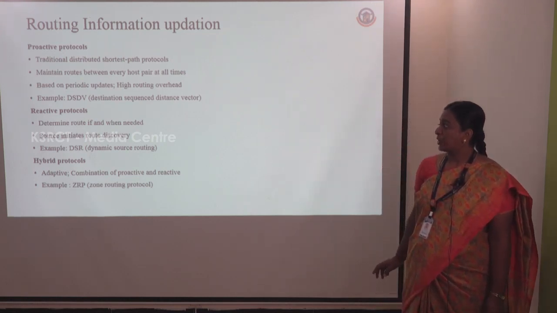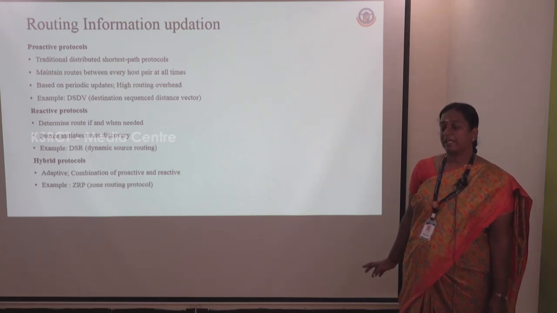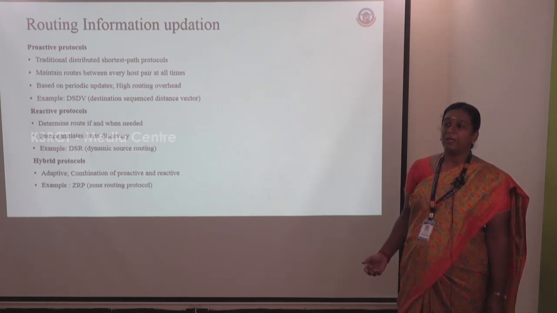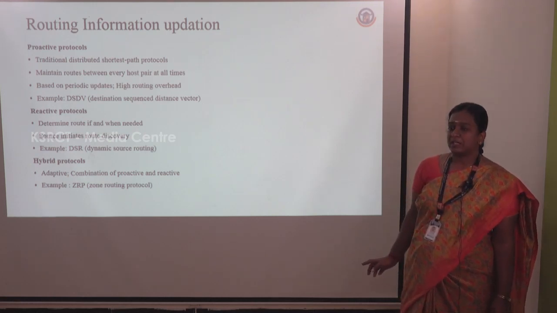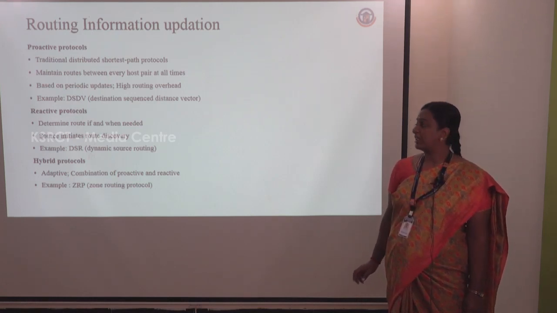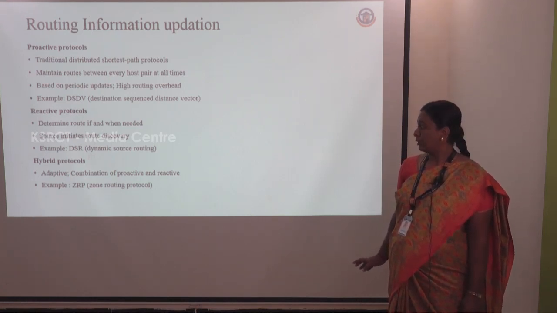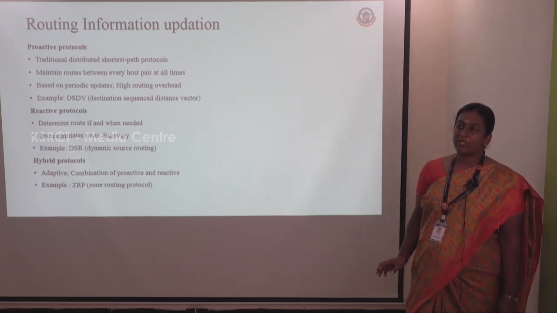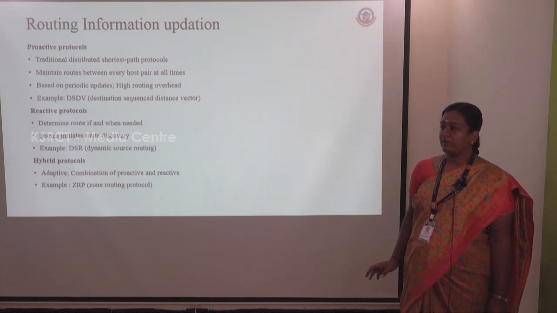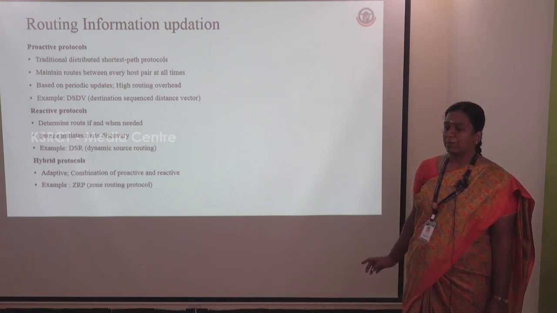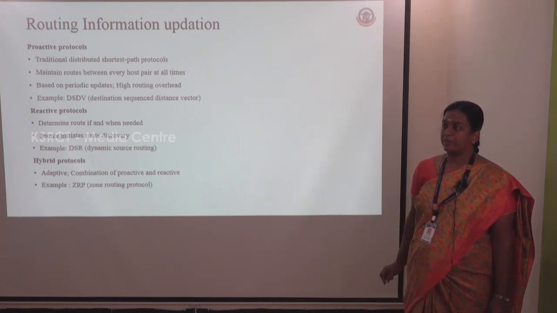Next is the reactive protocol. It determines the route if and when needed. On demand, the route table will exist. The information about a particular source, destinations and intermediate nodes is taken into account. A source-initiated route discovery technique is followed here. An example of a reactive protocol is DSR, dynamic source routing. Next is the hybrid protocol. A hybrid protocol is a combination of proactive and reactive protocols, and is also termed an adaptive protocol. An example of a hybrid protocol is ZRP, that is zone routing protocol.